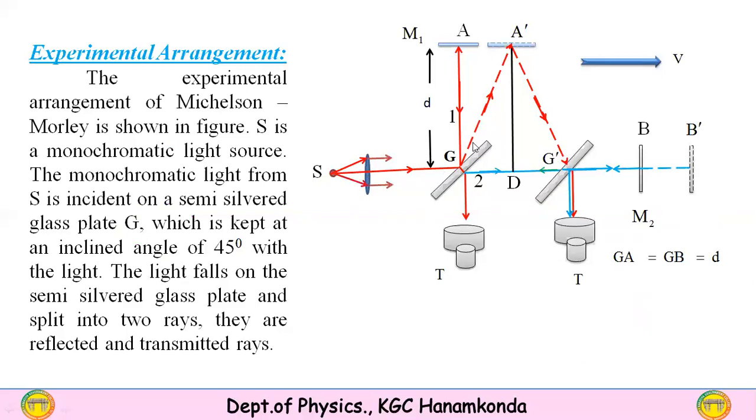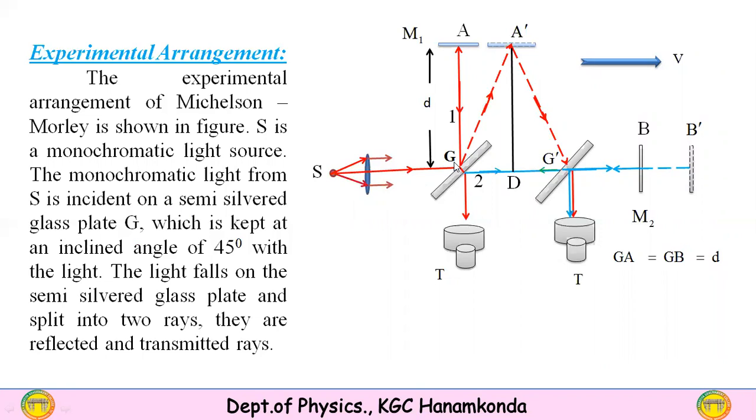Here, one semi-silvered glass plate G is taken, and it is kept at a 45 degree angle with the horizontal axis. This glass plate is kept in the path of the rays coming from the source, at 45 degrees to those light rays.